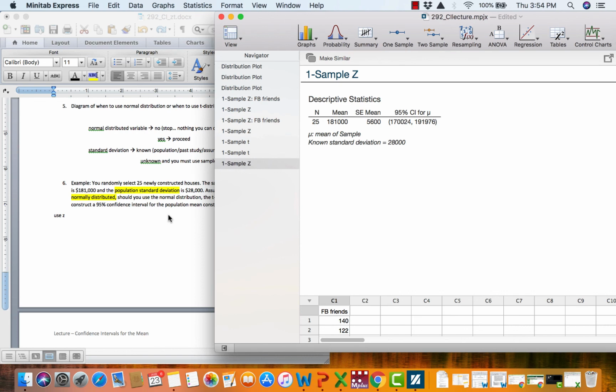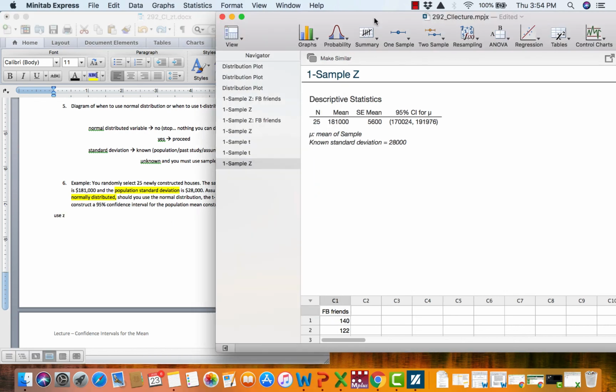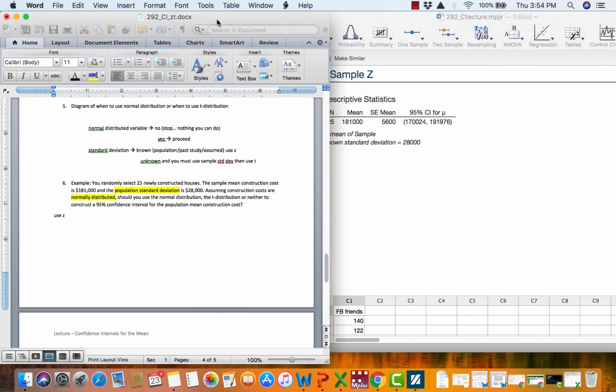All right. I will put up some more information in this folder on distinguishing between Z and T, and then I will also be doing a video on the classwork, which helps delineate even more between Z and T.